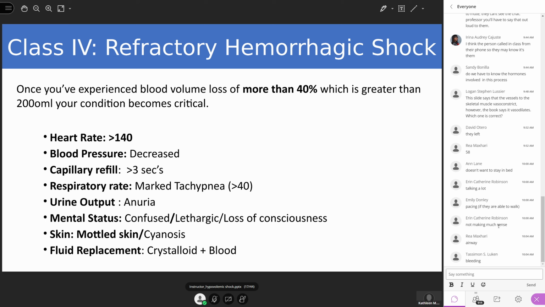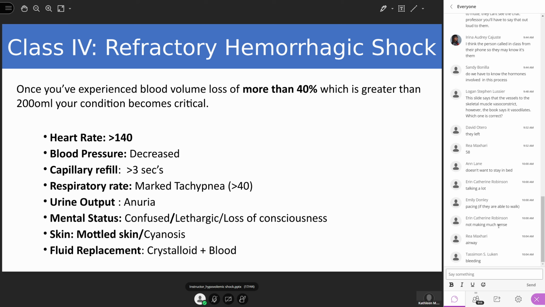So refractory hemorrhagic shock is the last stage. Once you've experienced blood volume loss of more than 40%, which is greater than 2,000 mLs, your condition becomes extremely critical. It's almost past that. The heart rate is out of control. It's greater than 140. Your blood pressure continues to drop. The capillary refill is greater than 3 seconds.